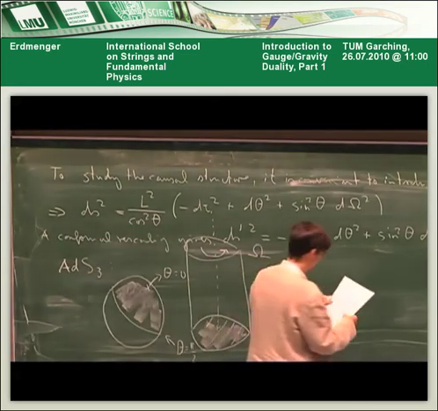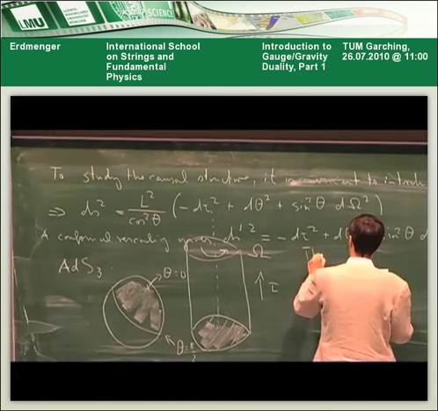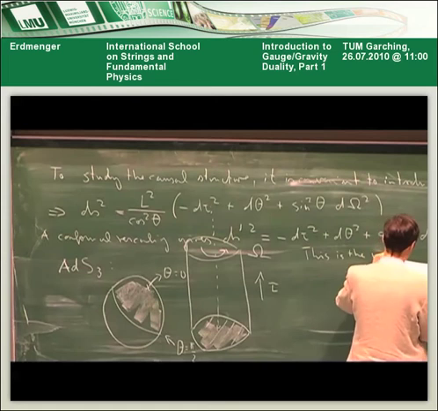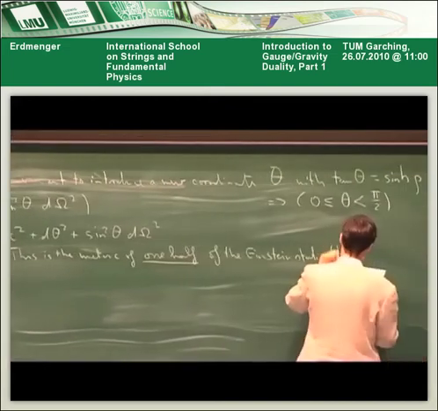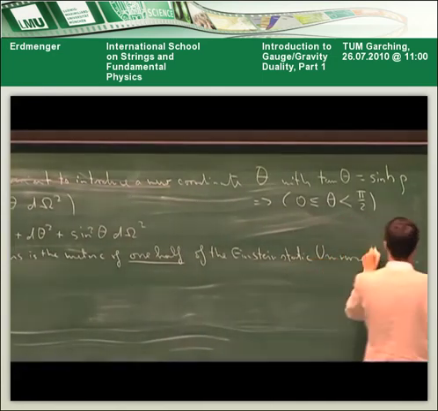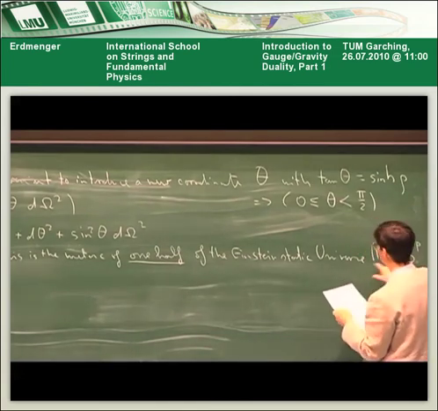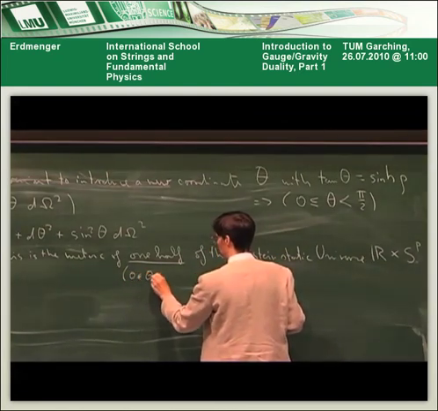So if we look at the metric here and this figure, then we see that this is the metric of one half of the so-called Einstein static universe, which is just the space R times S^2. And the fact that we have one half is related to the fact that this theta just goes to pi half.